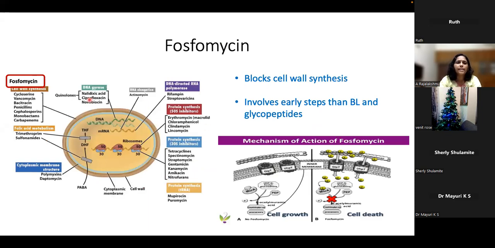Fosfomycin, again, it is a cell wall acting agent. Again, it is cidal. It blocks the cell wall synthesis. It acts in the early steps of the cell wall synthesis, even before the beta-lactam and glycopeptide steps occur.